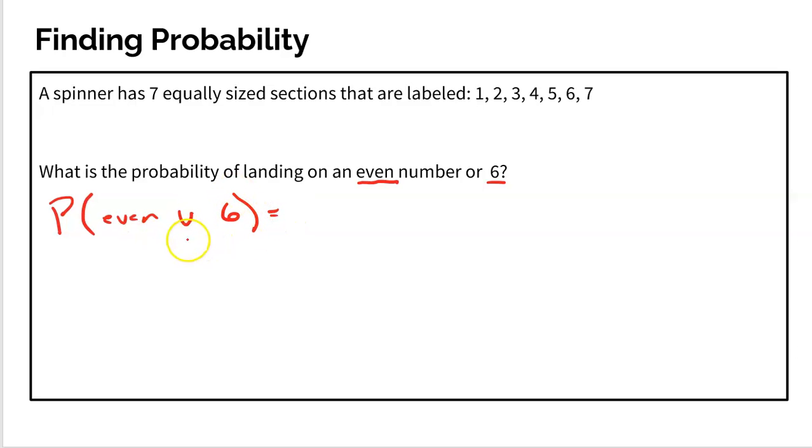What's the probability of getting an even number? Well, 2, 4, 6, 3 outcomes out of 7 are going to make me happy because they're even. Or getting a 6. 1 out of 7 outcomes is getting a 6. But because they're not mutually exclusive, I got to do some extra thinking here.